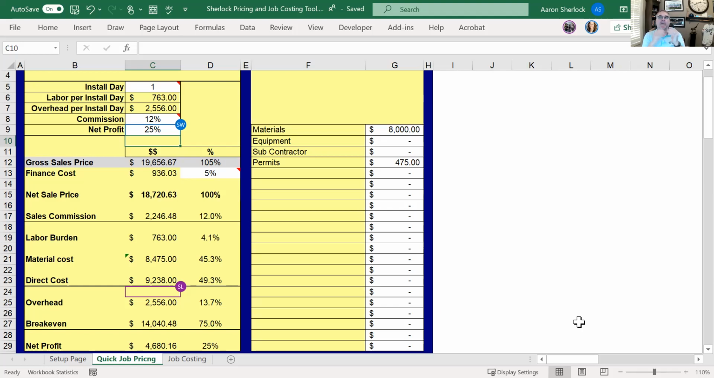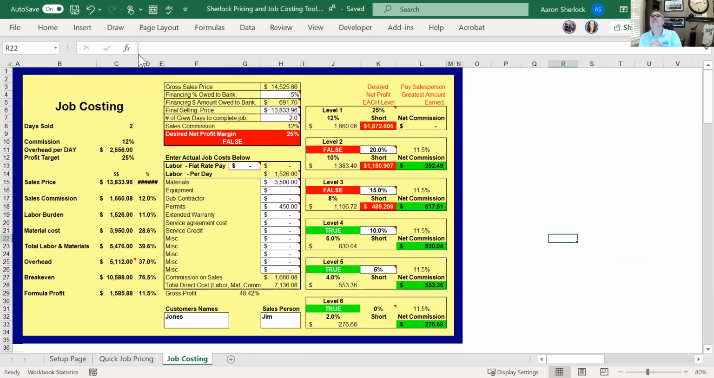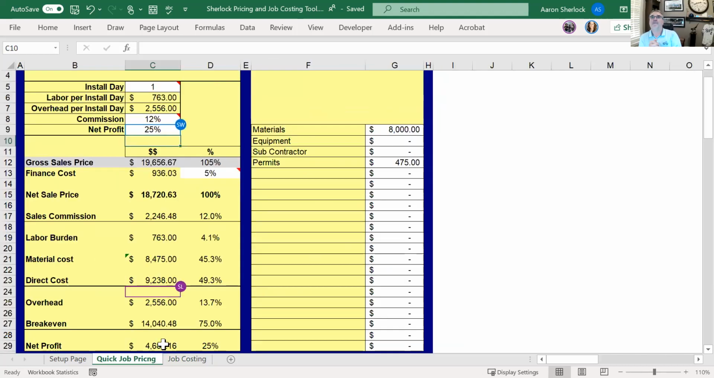So the practice for this is, if a guy is using this out in the field, he has to take a screenshot or print it off so that I know how he built the job. Because how he built it is how I have to go into the job costing piece. All right, so now go on into the job costing piece. Actually, go on back to the quick job pricing. I forgot we were in the financing piece here.